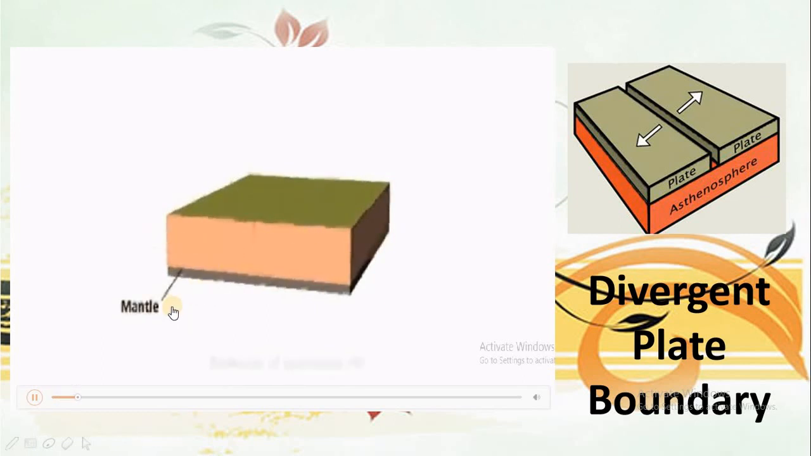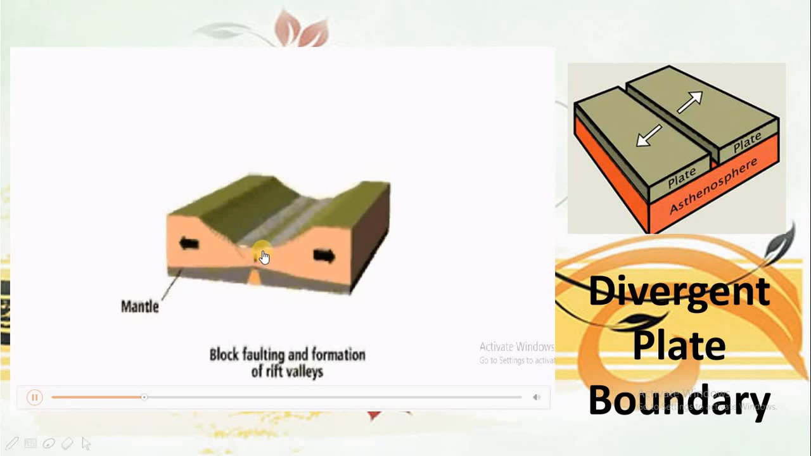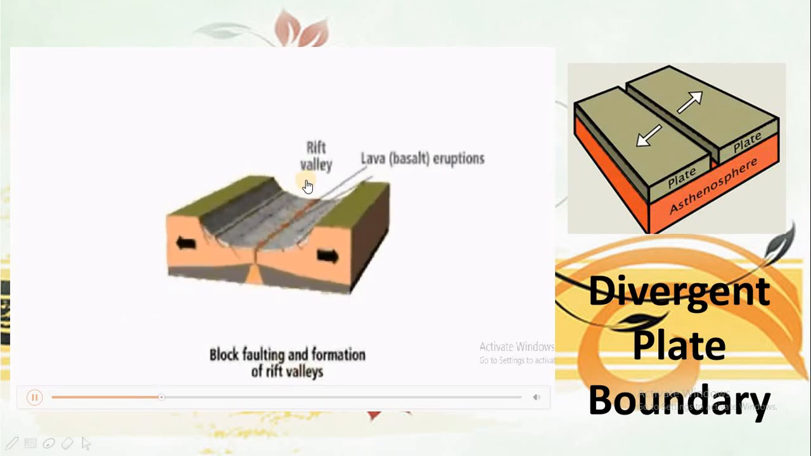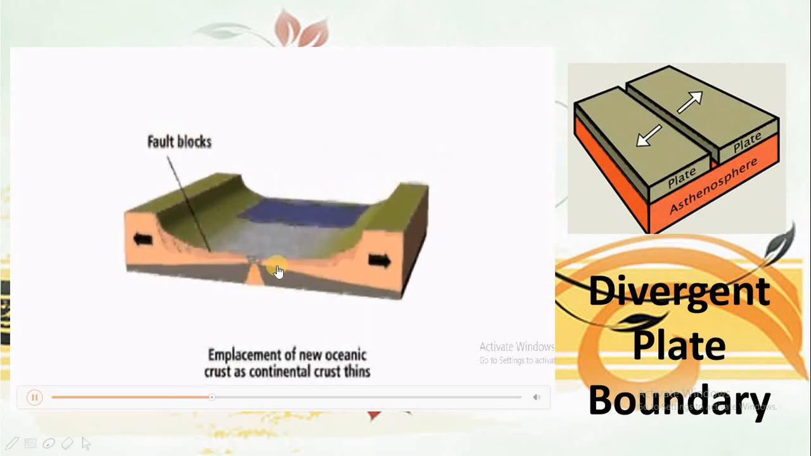It is the continental crust, lower, and the mantle part here. You can see the two plates are moving away from one another, and in between a valley-like feature has been formed. This is called a rift valley. Then after further expansion, the plates keep moving away from one another.